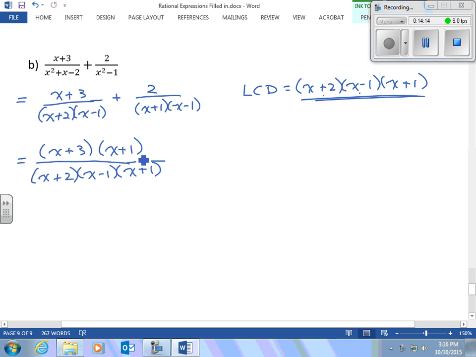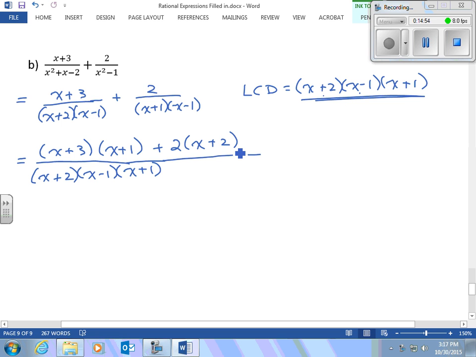This fraction is the same as this fraction, but I've multiplied numerator and denominator by the same thing so that I can get the lowest common denominator. Now, to simplify things with writing, I'm going to just extend this, and I'm going to look at my second fraction now. To get this same denominator, I've got the x minus 1 and the x plus 1, but I don't have the x plus 2. So I need to multiply the denominator by x plus 2 to get it over this. So now I'm going to multiply the top by x plus 2 as well.